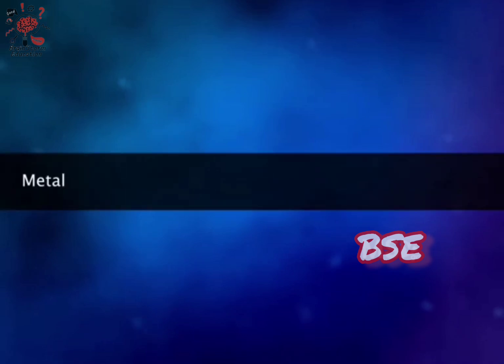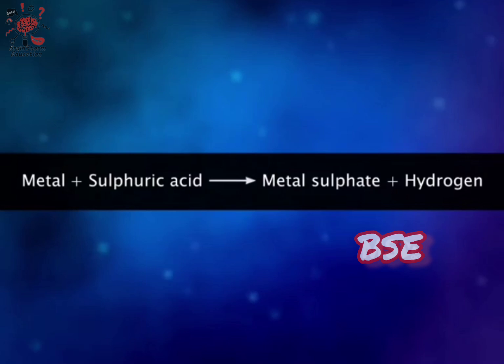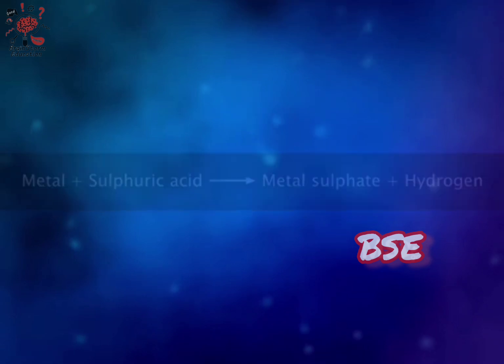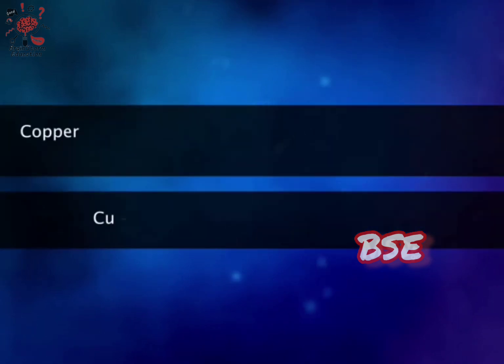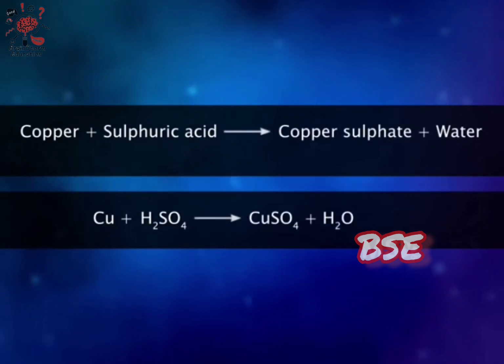Most metals react with sulfuric acid to give metal sulfates and hydrogen gas. For example, copper reacts with sulfuric acid to give copper sulfate and water and liberates sulfur dioxide gas.